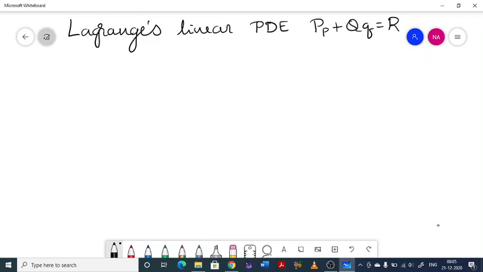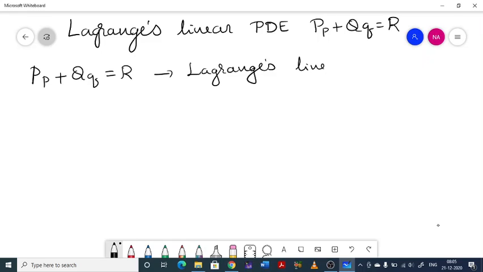Partial differential equation which is of the form capital P small p plus capital Q small q equal to R is called Lagrange's linear PDE. Here the additional condition is the terms in this equation, this PDE must be of first order and first degree. This equation must be a partial differential equation of first order and first degree. Then we call such equation as Lagrange's linear PDE.